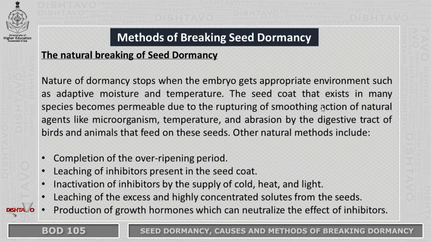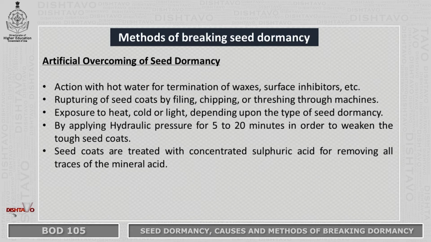These natural methods include completion of the overripening period, leaching of inhibitors which are present in the seed coat, the inactivation of inhibitors by the supply of cold, heat, and light present in the environment, the leaching of excess and highly concentrated solutes from the seeds, and production of plant growth hormones which can neutralize the effect of inhibitors.